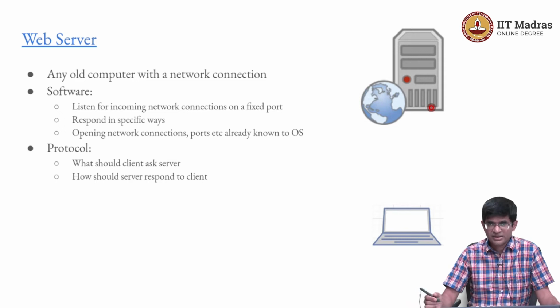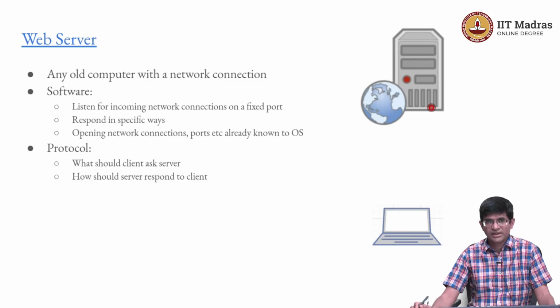and when it finds out that there is one particular program running which is listening on port 80, it gives that information to that program and says, okay, now you know what to do, and hopefully the program knows what to do. Okay. So, all that we really need in order to take a computer and convert it into a server is to run the appropriate software, right. It has to be something which can listen for incoming connections on a fixed port, some port which the other side knows, and to respond in specific ways, right.